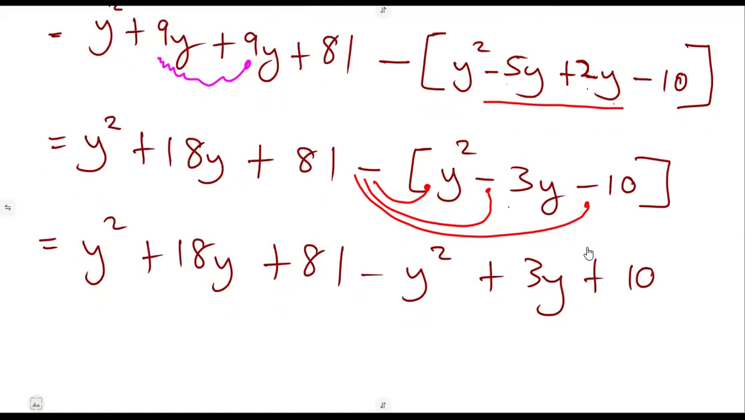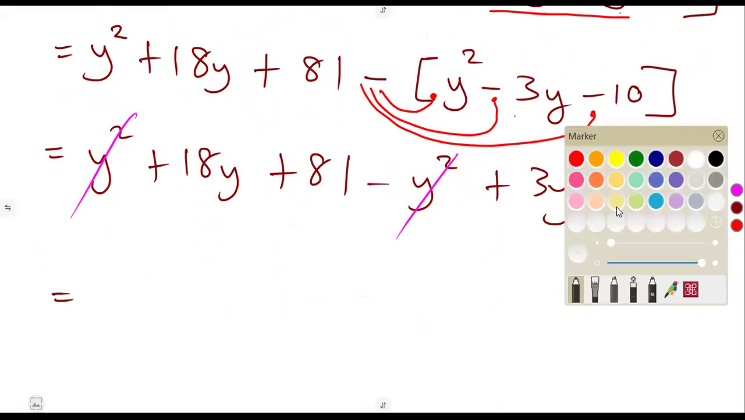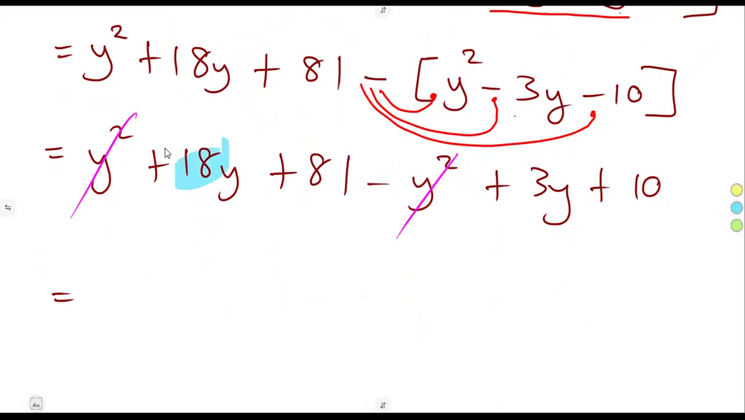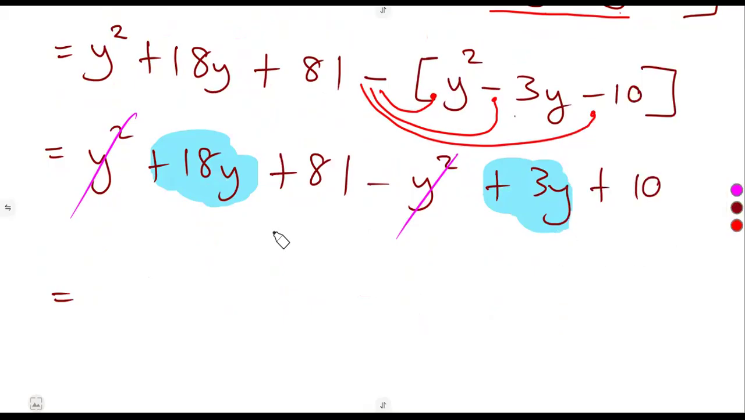So there we are. Let us collect the like terms and see what we are going to have. As you can see, guys, here y squared and y squared is totally out. They are the same, so they can cancel. Let's move on to, there is 18y here and 3y here. So these are like terms. So we can add 18 plus 3, which is 21.